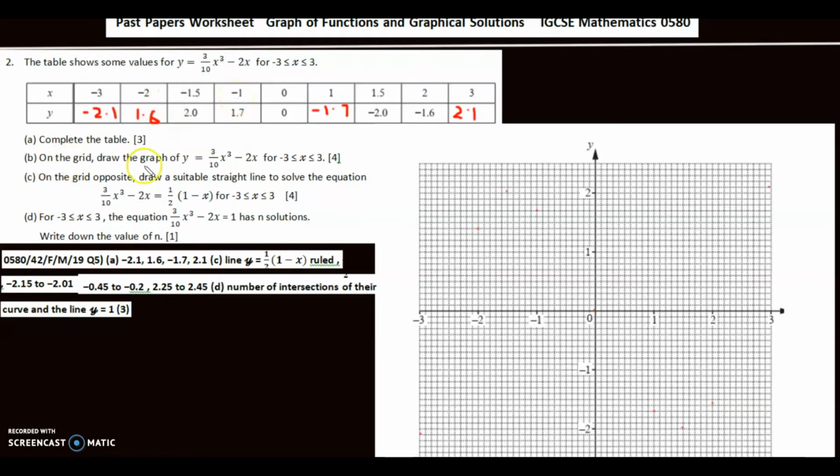Part B, on the grid, plot the graph for this. So I've also marked the points. First point is minus 3, comma minus 2.1, then minus 2, comma 1.6, then minus 1.5, comma 2. So I've made all these points, and now I'll join them with a smooth curve. Again, I'm making this with my hand, so it won't be as accurate. Not very accurate, but let's see what we get.